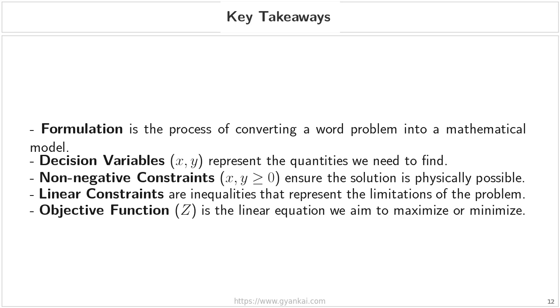Finally, we have the objective function, represented by the letter z. This is the linear equation that defines our ultimate goal. Whether we are trying to maximize something, like profit, or minimize something, like cost. If you can master these 4 components, you will be well on your way to solving any linear programming problem.